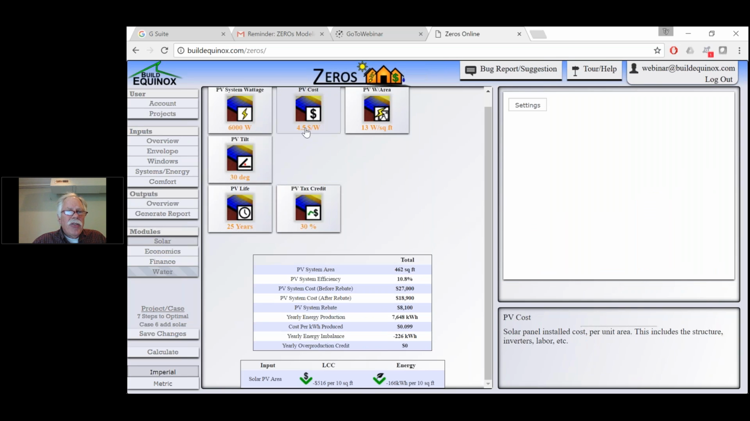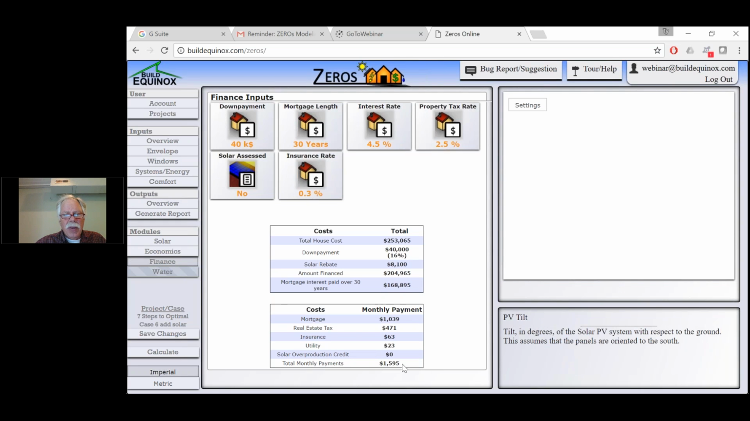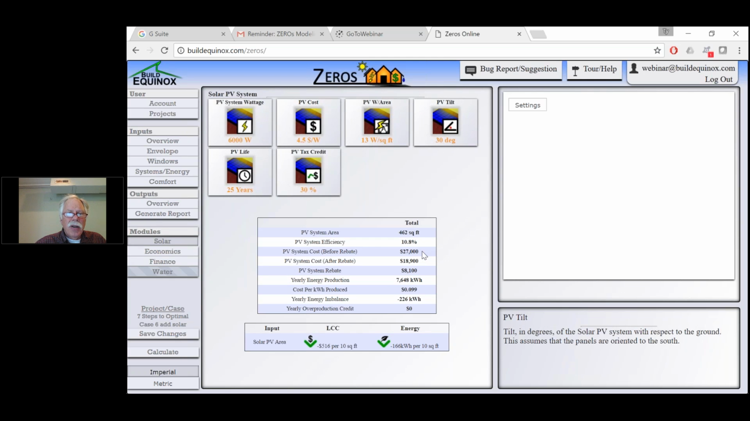And then these costs, these are typical of about 6-7 years ago now. And so those costs are showing us that we would have about $355,000 life cycle costs. And if you remember, we had about $410,000 for the initial conventional case. And on the finance side of things, we'd have monthly payments because of that upfront cost for solar of about $1,600. And the solar added, we can see that detail here.